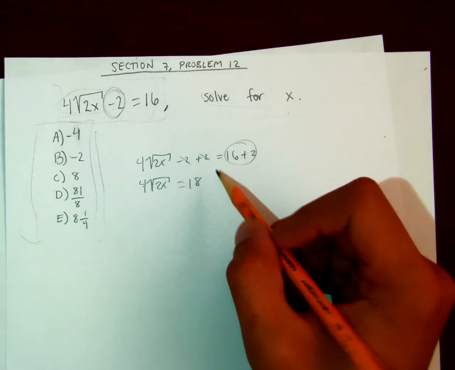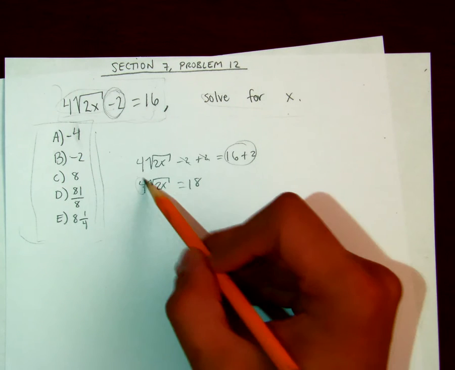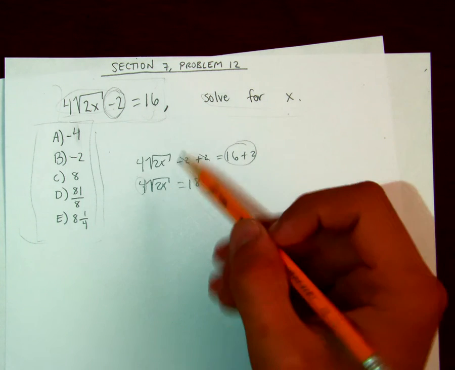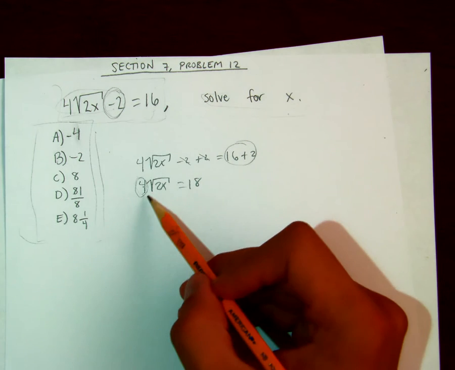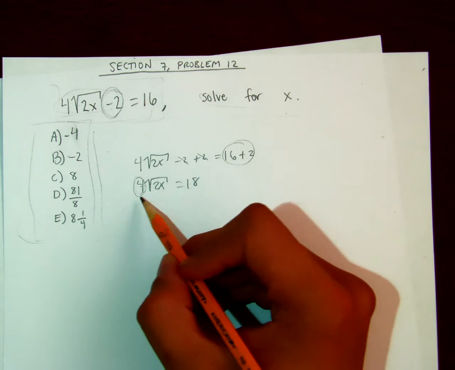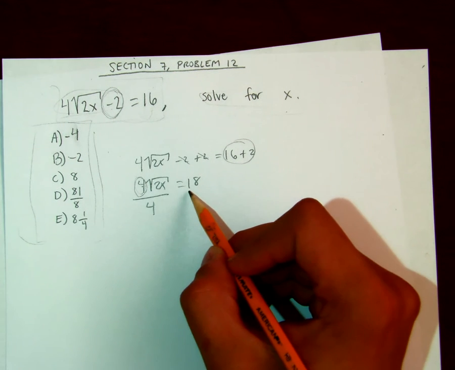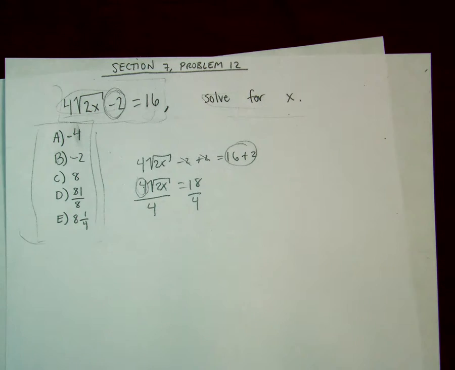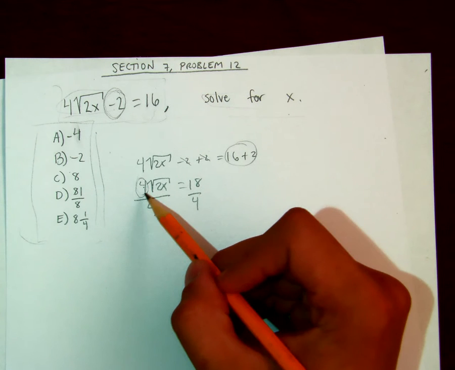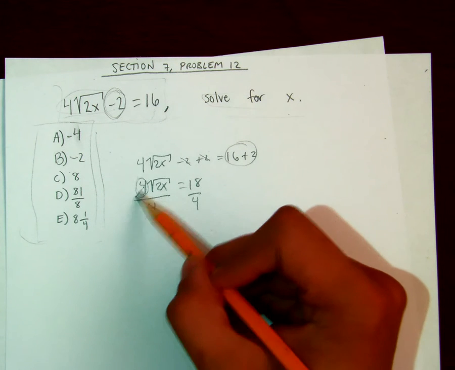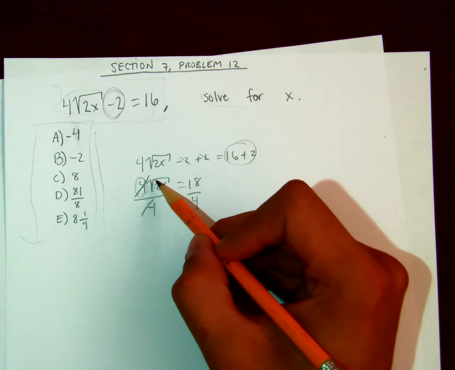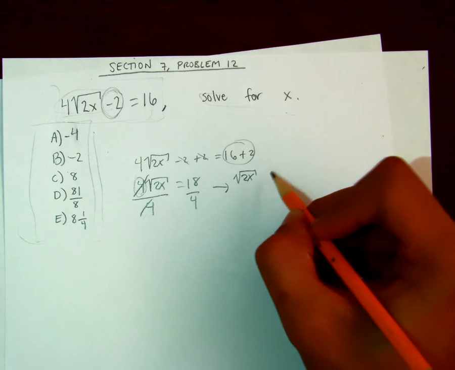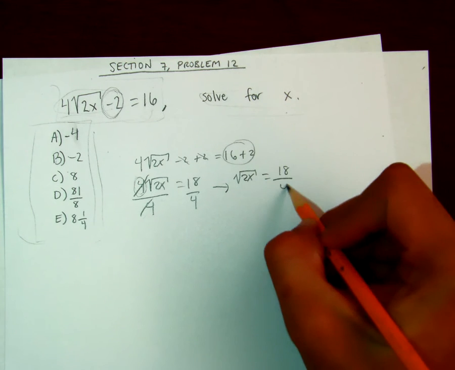The next step, like in the previous step, we must move another term from the x side to the other side to leave the x by itself. So we must move the 4 by dividing both sides by 4. So 4 square root of 2x over 4 equals 18 over 4. As you probably know, if you have like terms in the numerator and denominator, you can cancel them out, and you will be left with square root of 2x equals 18 over 4.